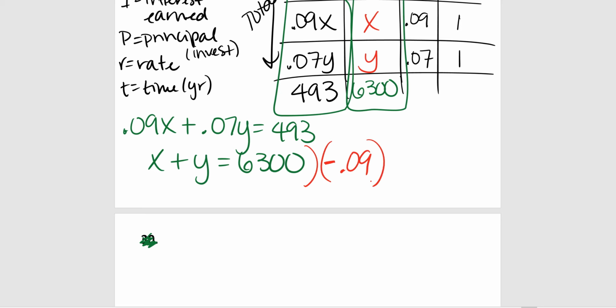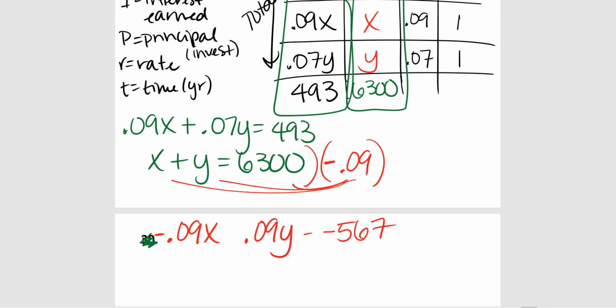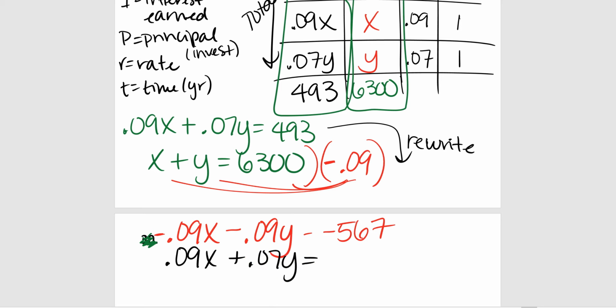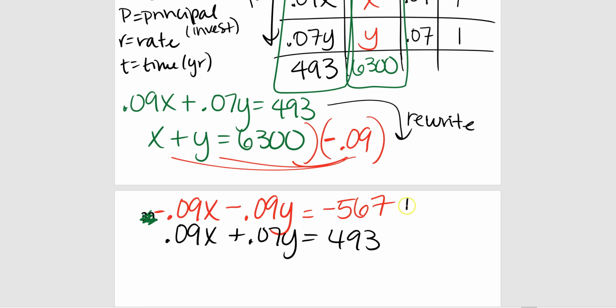I have a calculator, so it's not so bad. Negative 0.09 times x is negative 0.09x. Negative 0.09 times y is negative 0.09y. And negative 0.09 times 6,300 is going to be negative 567. I'm just going to rewrite the first equation underneath: positive 0.09x plus 0.07y equals 493.